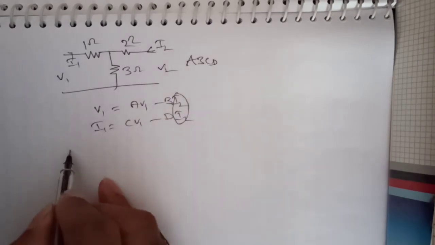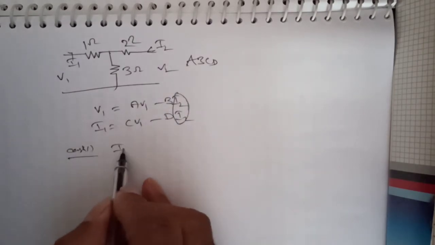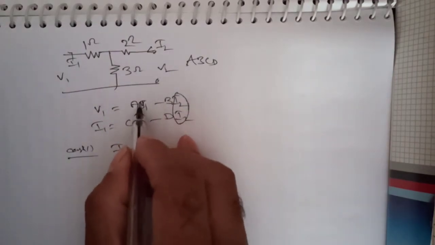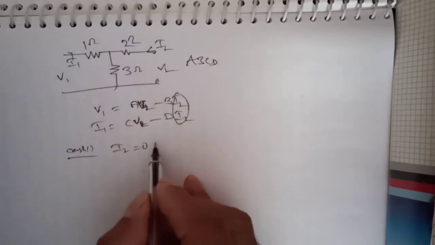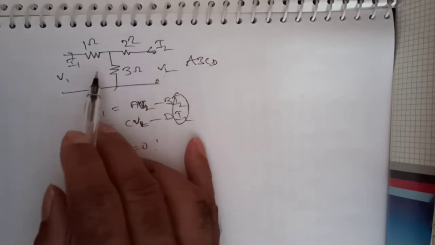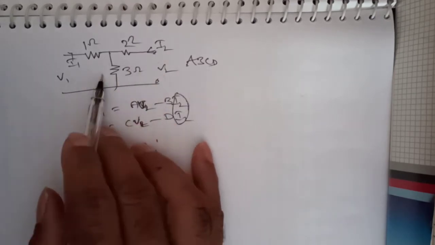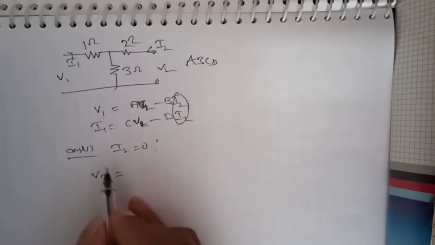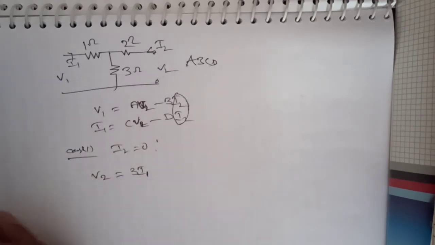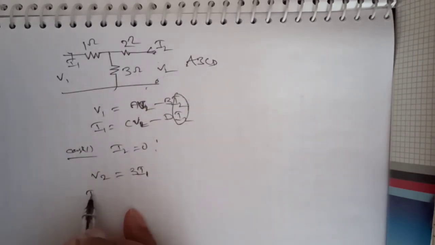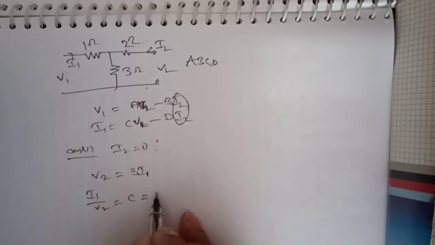Let's take I2 equal to 0. That means in case 1 we are making port 2-2 dash open circuit. We have to relate V1 and V2 when I2 is 0. V2 is the voltage across the 3 ohm resistor. First of all, let us find V2 is equal to 3 times I1, because whenever it is open circuit, the 2 ohm resistor can be ignored. V2 equal to 3 times I1. Now I1 by V2 is equal to C, that is equal to 1 by 3 mhos.